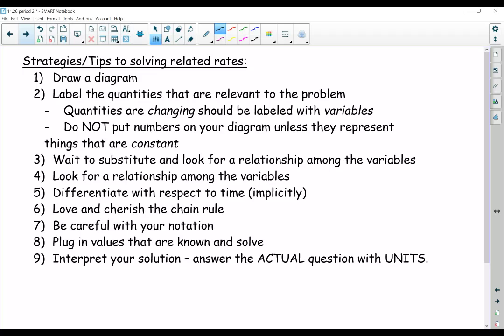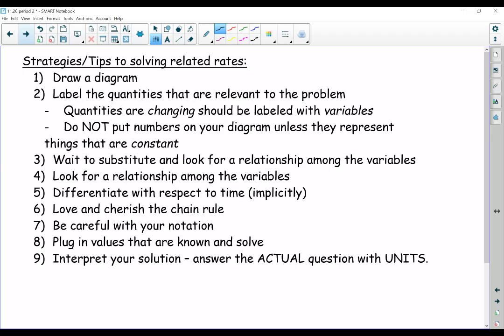Those constants, you can put down the number that is, but do not put numbers on your diagram unless they represent things that are constant, okay? Now, you're going to look for a relationship between the variables. Your goal is to get a relationship between the rates, but that's almost impossible to think about. But what you can do is look for a relationship among the variables, some sort of geometric relationship or physics relationship. There's got to be something that relates those parts together.